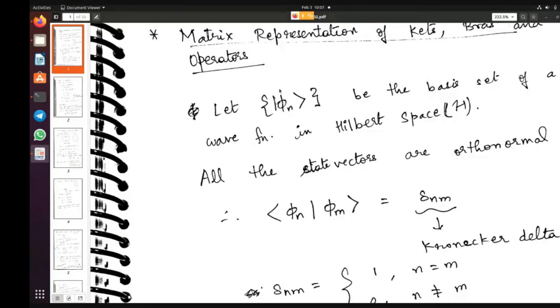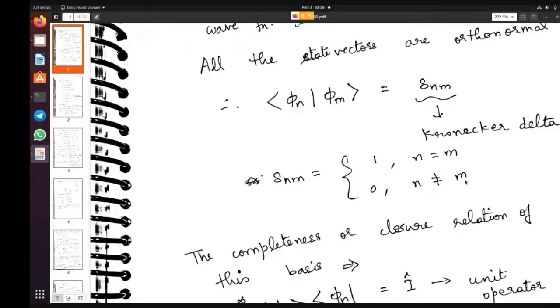Now, if phi n is the basis set of a wave function in the Hilbert space, then all the state vectors are orthonormal. What do we mean by orthonormal? It means that the scalar product of any two vectors will be equal to delta nm, and delta nm is a Kronecker delta. Kronecker delta means it takes the value 1 when n is equal to m, and it takes the value 0 when n is not equal to m.